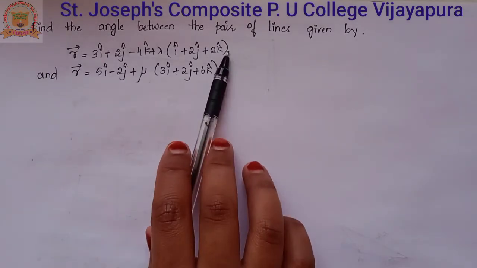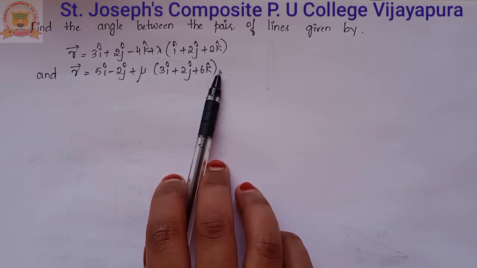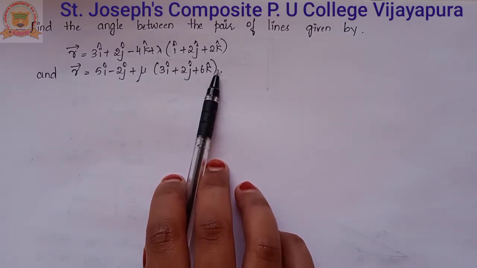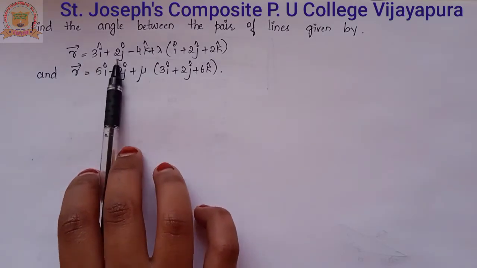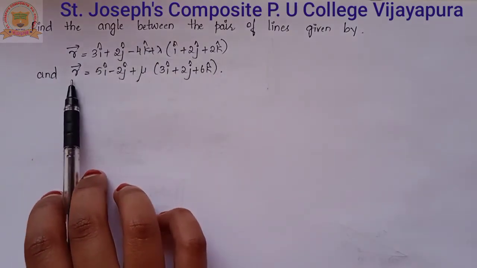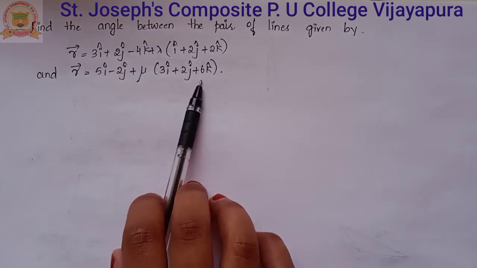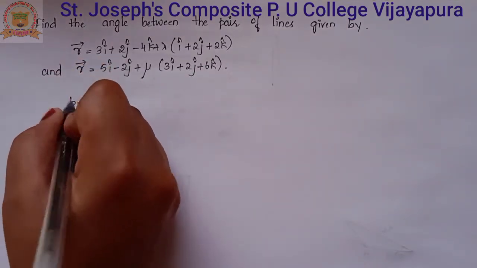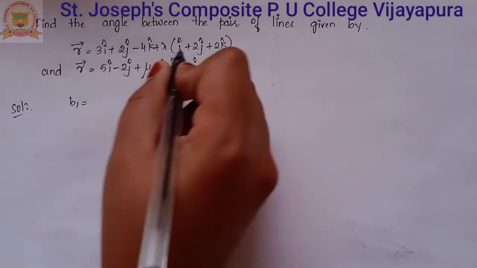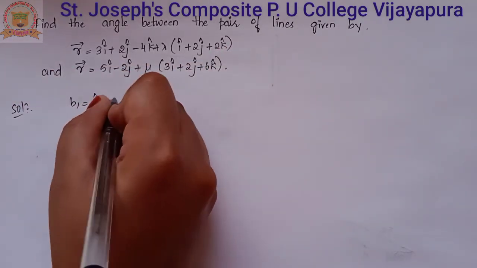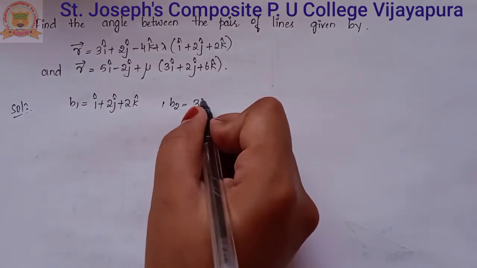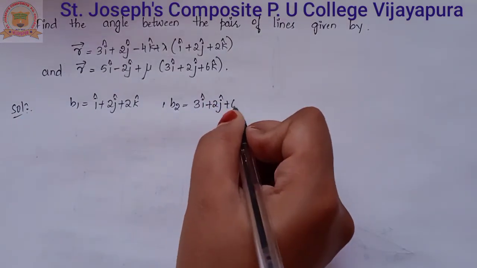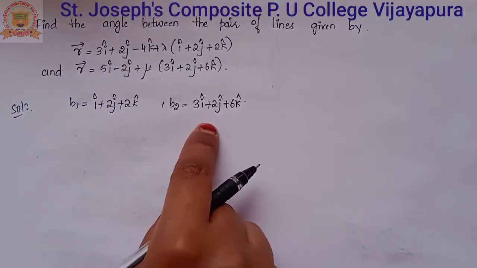The equation of the first line L1 is in vector form, and the equation of the second line L2 is in vector form. On comparing these equations with our standard form of the equation of the line, r vector equals a1 plus lambda b1 and r vector equals a2 plus mu b2, we get b1 equals i plus 2j plus 2k and b2 equals 3i plus 2j plus 6k. Here we have to take only b1 and b2.